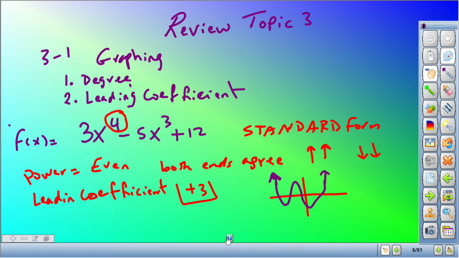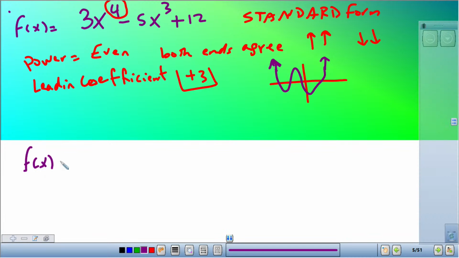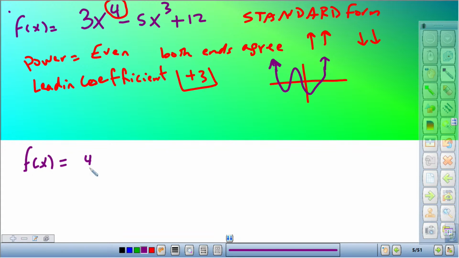Second one would be an example when the degree is not even. Let's say I have f of x equals 4x squared minus 5x cubed plus 2x minus 4. I don't know how this looks, but I'm asked to find the end behavior for this one. How does it behave towards the end of it?